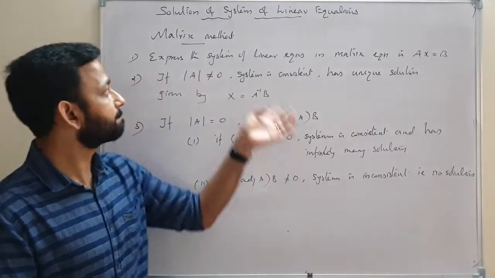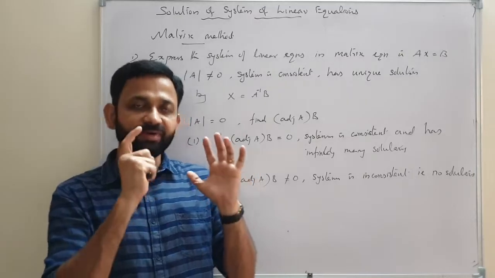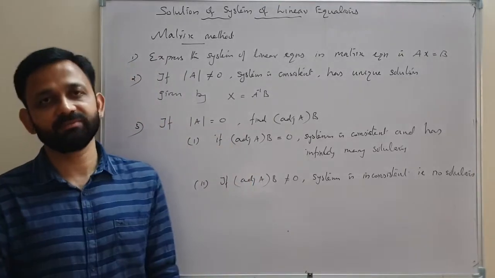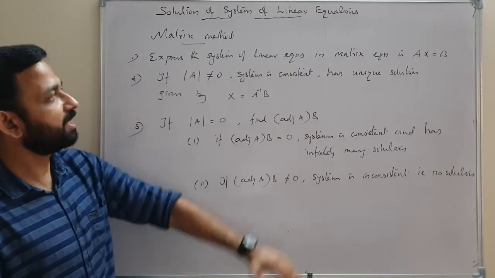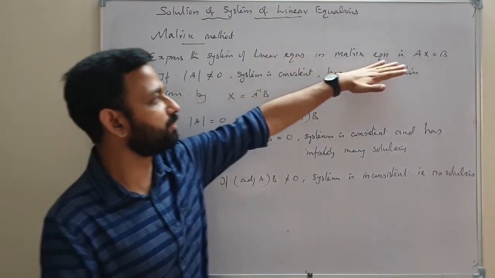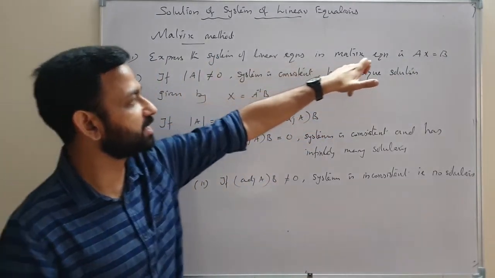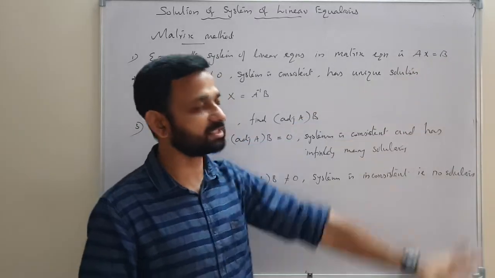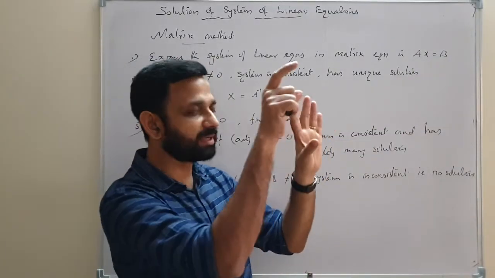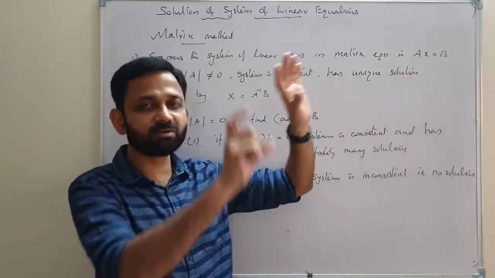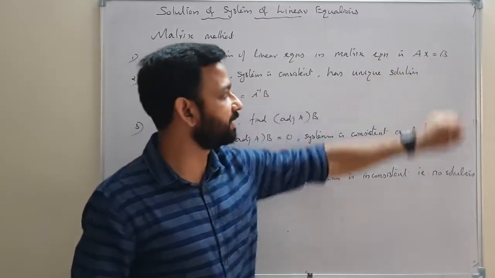Once again I will explain. Matrix method. First we have to reduce the given word problem into linear equations in three variables. We will get three equations. Then we will express those three equations in the form AX equal to B. Express the system of linear equations in a matrix equation, that is AX is equal to B. A is a 3 by 3 matrix and X is the column matrix X, Y, Z, and B is another column matrix. The numbers in the RHS will be there in B.